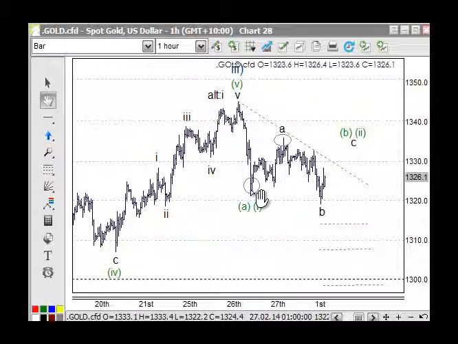in terms of a little A wave here, which is quite simple, a corrective wave in a corrective pattern, 3 waves of 5, 3, 5 structure. But I think this is just the A wave, then the B wave, then the C wave up to here as wave B, and then down from that point there. So we just need to be a little bit careful about this.